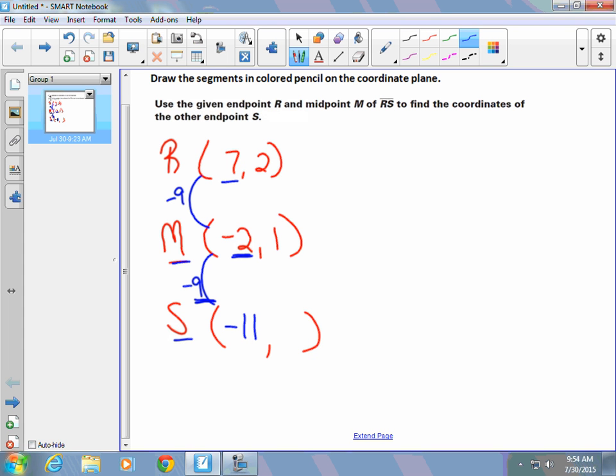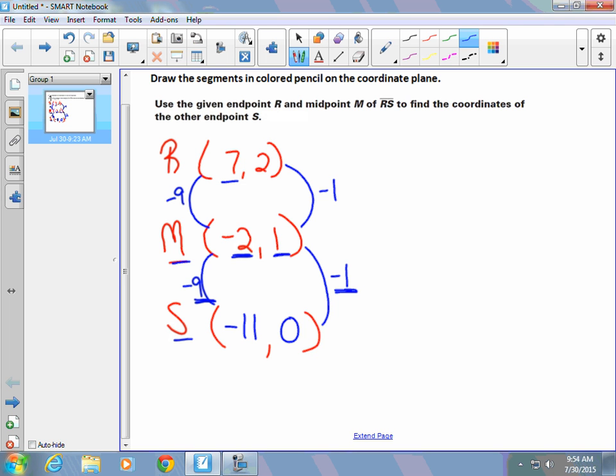Let's take a look at the y coordinates. For the y coordinates, let's start at 2 and move to 1. Notice if you're on the y-axis and you go from 2 to 1, you went down 1. So you have to subtract 1 from 2 to get 1. So we'll make the exact same movement for our next y value, getting from the midpoint to the missing endpoint, and we'll subtract 1. So let's take the 1 and the -1 and add them together. And if you add a +1 and a -1, you get a 0.